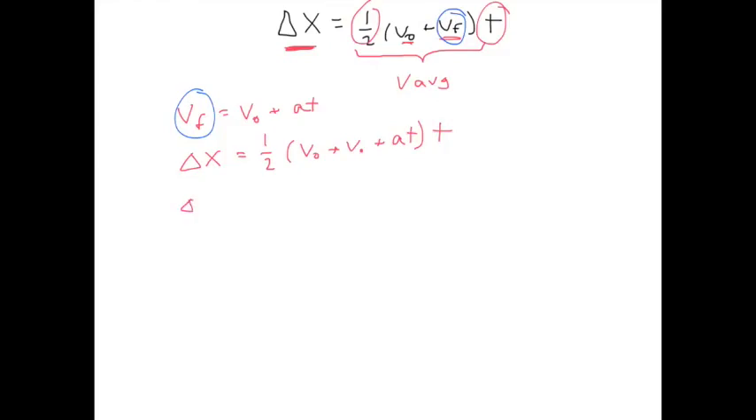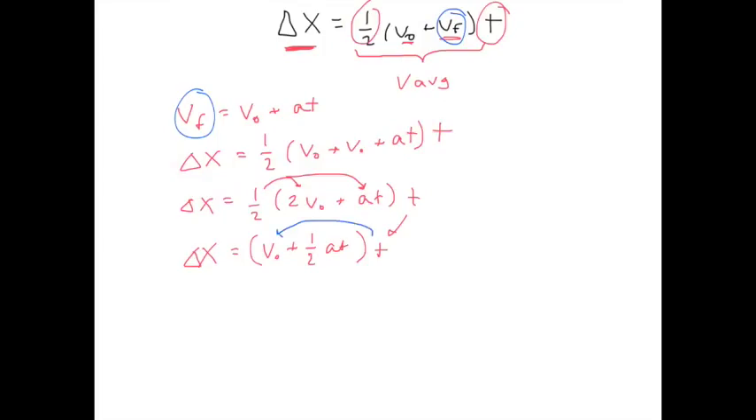Now we can combine like terms to get delta x equals 1/2 times 2v initial plus at times t. Now we're going to distribute the 1/2 into this expression right here. That'll come out to delta x equals v initial plus 1/2 at, and then remember to carry down this t that we're still multiplying. So finally, let's distribute the t. Now we're left with delta x equals v initial times t plus 1/2 at squared.